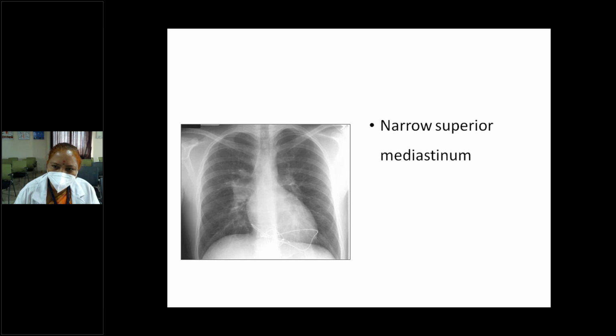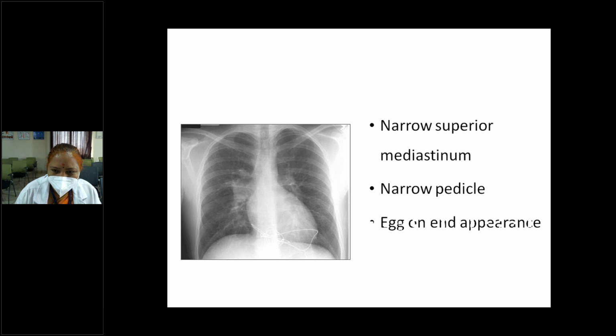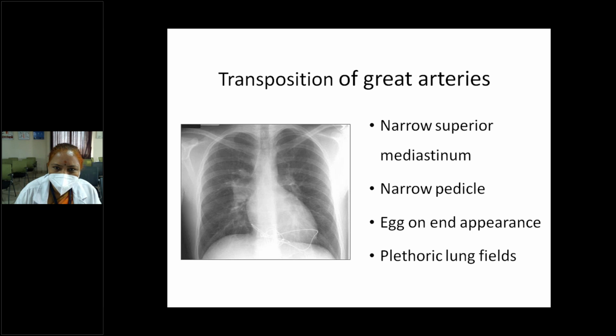So the superior mediastinum here is narrow, and there is an egg on end appearance. Seen in which condition? Which congenital heart disease? Transposition of the great arteries. Okay, good. Egg on end appearance with plethoric lung fields, as we described, is transposition of great arteries, that is TGA. Sometimes they call it transposition of great vessels. That is also the same.